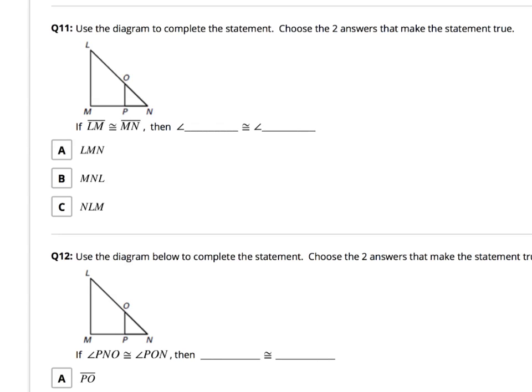Here in number 11, we're going to use a diagram to complete this statement. We're going to fill in the blanks. Choose 2 answers that make it true. So 2 of these 3 go in here. We have 2 blanks, so we need to choose 2 of them. It tells us that LM is congruent with MN. So these whole sides here are equal to one another.